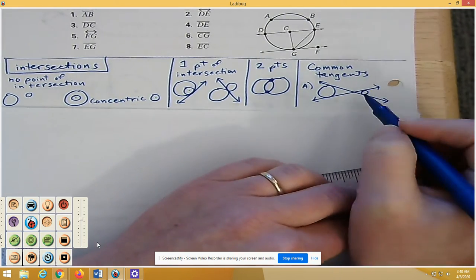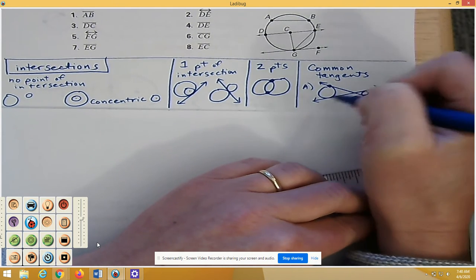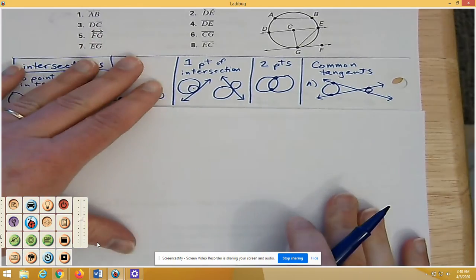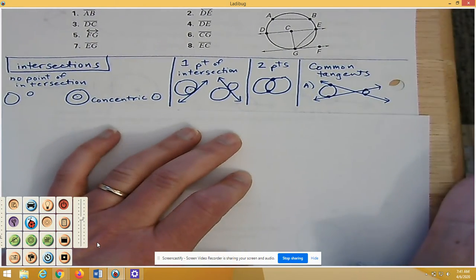And so these are touching twice. So this tangent is touching here and here. This tangent is touching here and here. So they're common to two circles. I lost my handy dandy ruler, it fell.